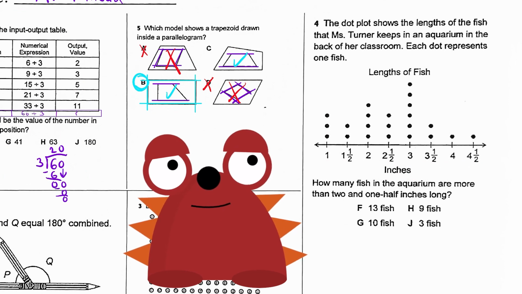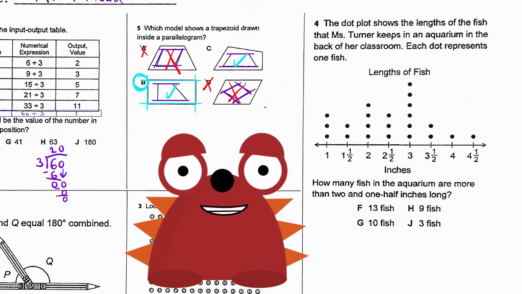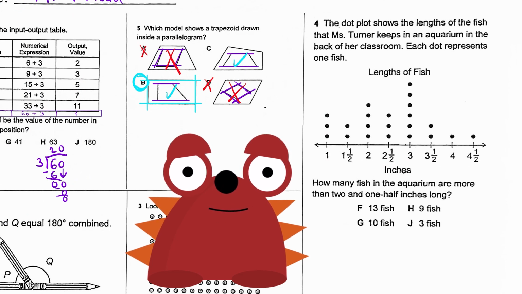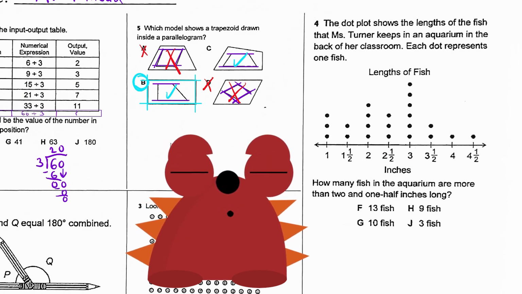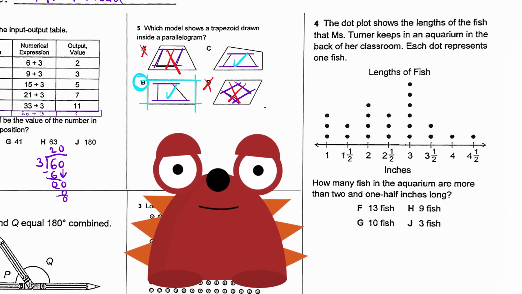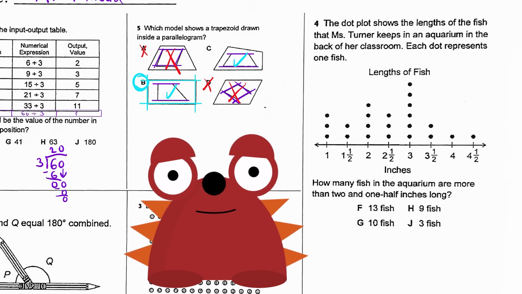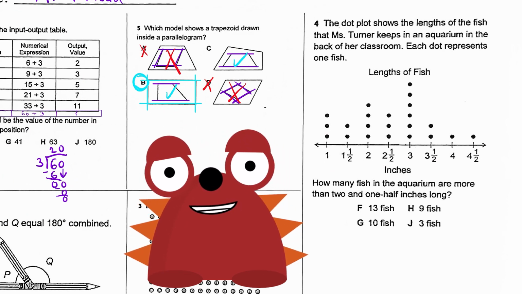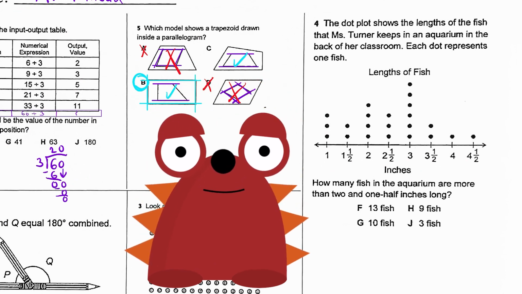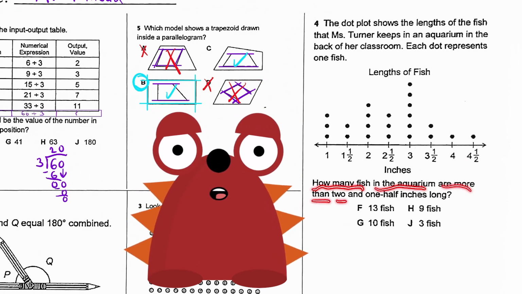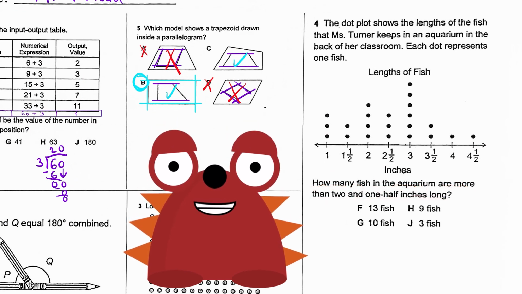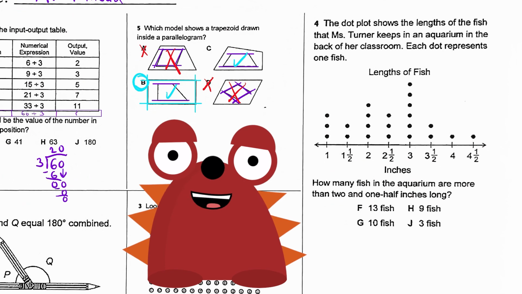If you guys remember, last week we talked about inches. If you remember Nagini, his length was about 8 inches long. So here we're talking about fish that are as tiny as 1 inch long and also as big as 4.5 inches long. So not nearly as big as Nagini, but definitely at least a few inches long. So the question says, how many fish in the aquarium are more than 2.5 inches long? So we're only looking for the fish that are more than 2.5 inches long.